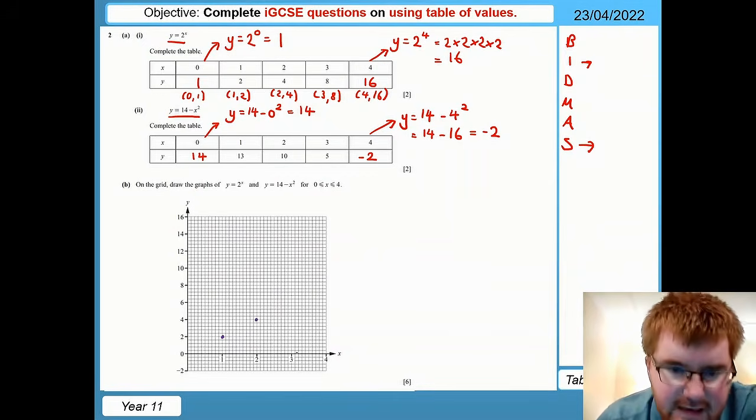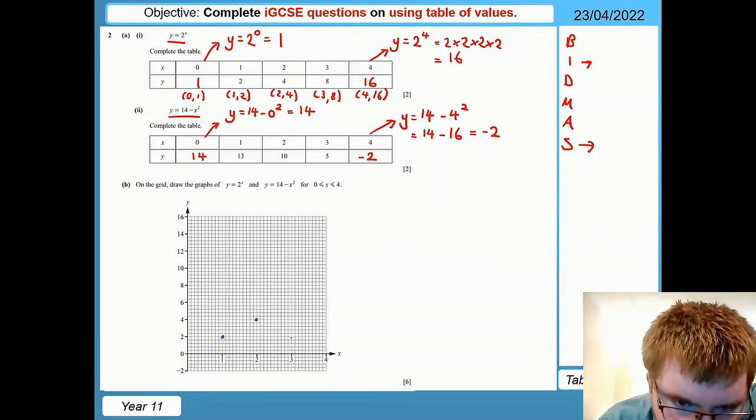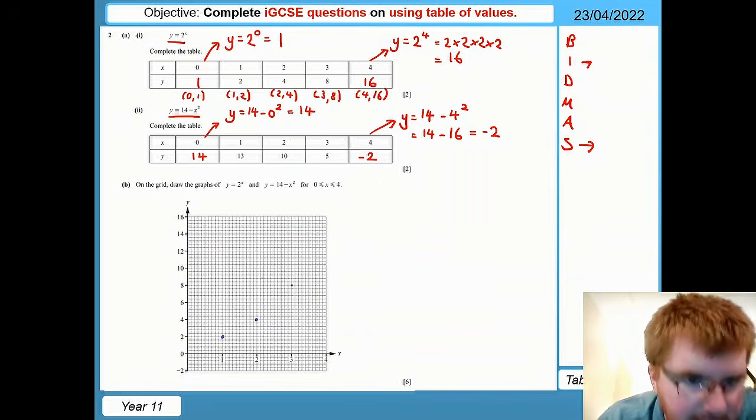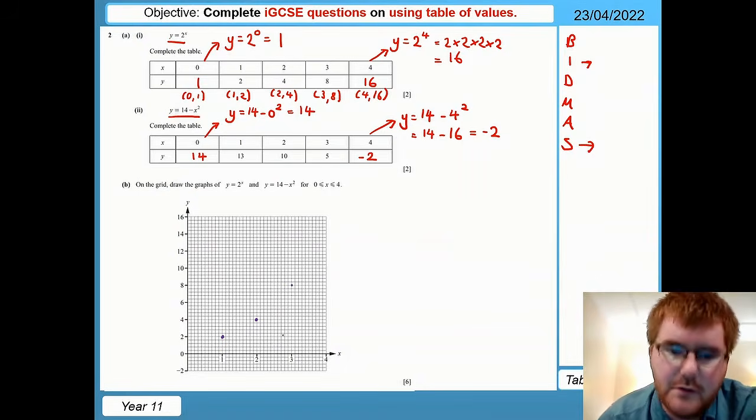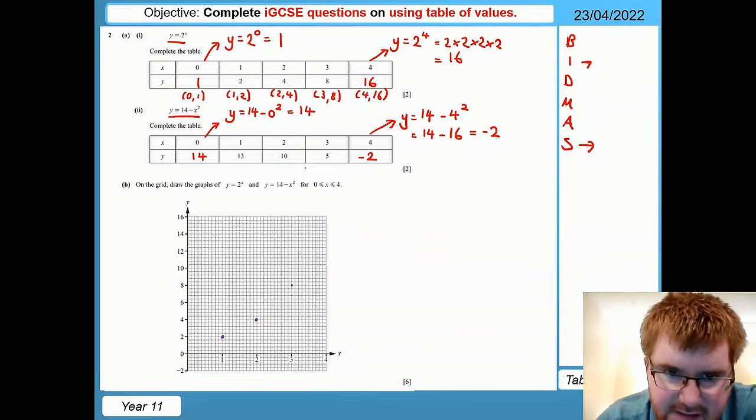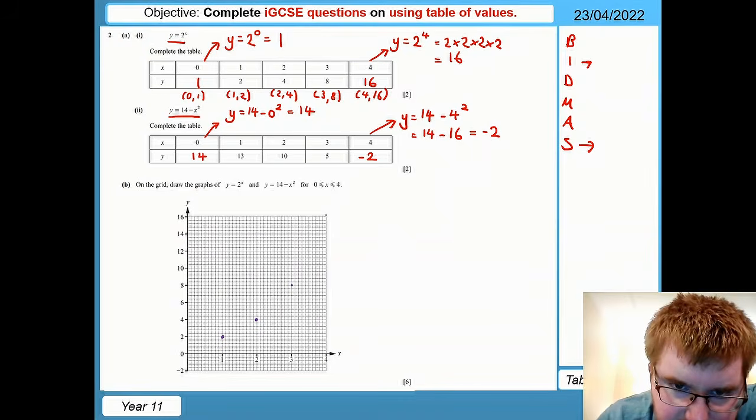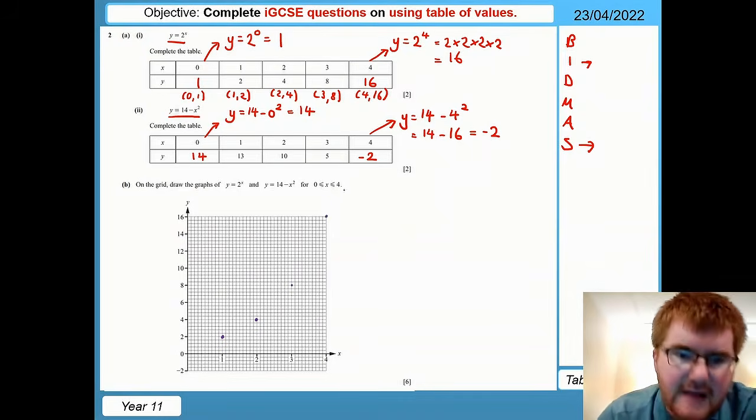Then we've got 3, 8. So 3 along. Just making sure I get exactly the right point here. I think it's there. Yep, I'm happy with that. And then finally we get 4, 16. So we get 4 along and 16, which is very convenient because that's going to be the very last point here at the top.